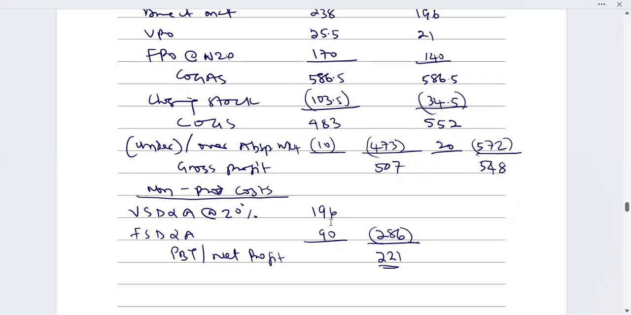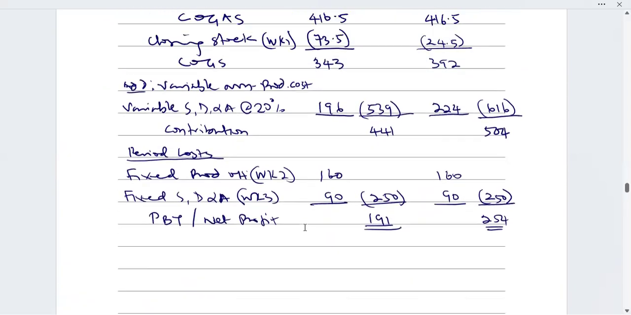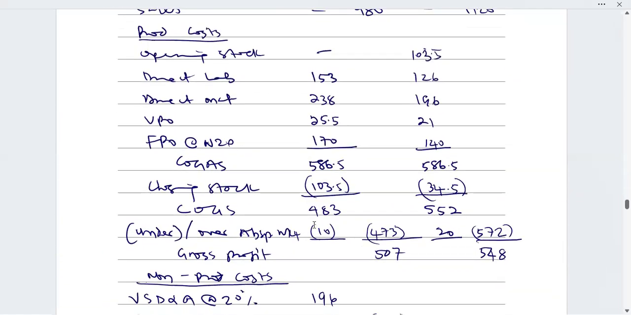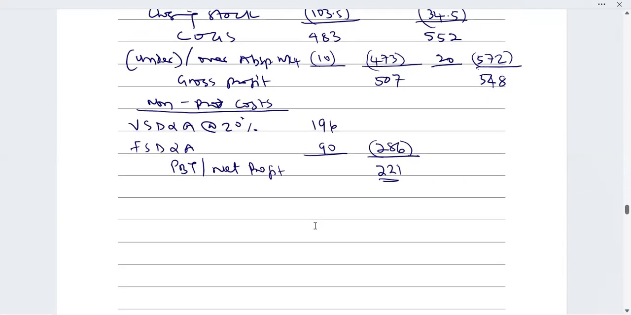Yes, in September, the non-production cost, variable selling expense was 224. Okay, 224. Here is 224 plus 90. That's 314. 314 minus 548. What do you get? 234. That represents the profit before tax or net profit.